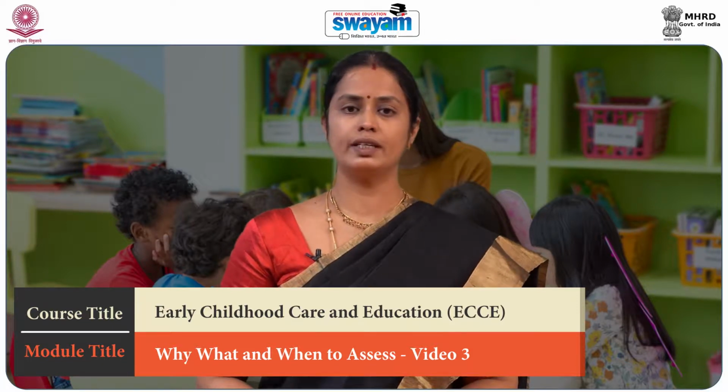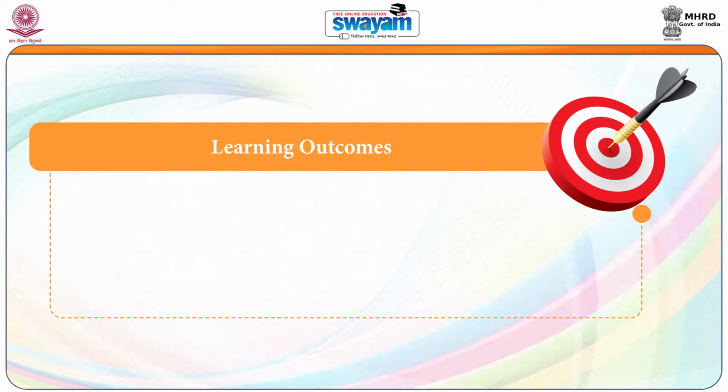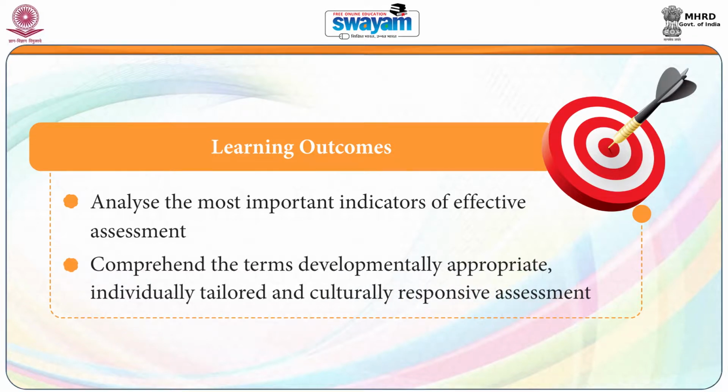Though the types and purposes of assessment were explained to you in the previous two videos, you as an educator or facilitator of an early learning center should be aware of the indicators of effective assessment. That is going to be dealt with in this video. At the end of this video, you will be able to analyze the most important indicators of effective assessment, and comprehend certain terms, namely developmentally appropriate, individually tailored, and culturally responsive assessment.